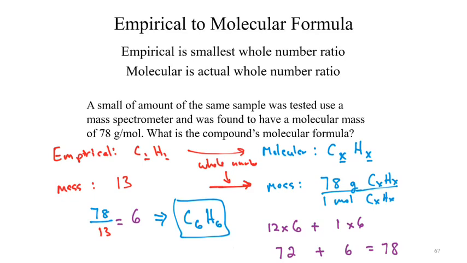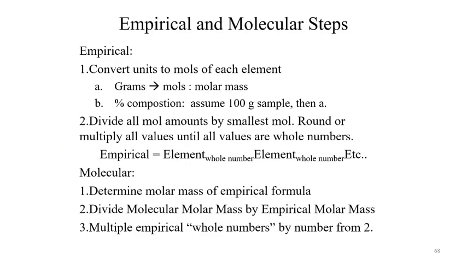Okay? So again, these are the steps that you would go through to solve both the empirical and molecular formulas. What we went through and walked through here was just 1A, grams to moles, to get us our mass. Okay? But you could be given the statement where it's percent composition. So it is 12% carbon and 82% hydrogen.